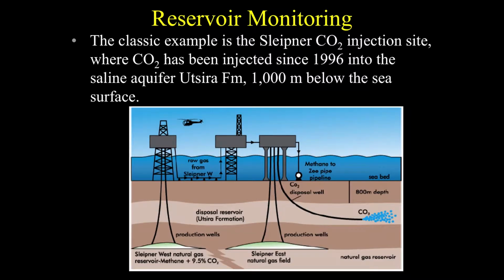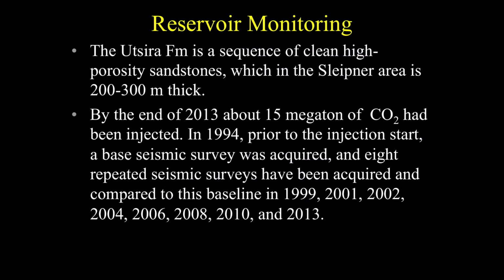The classic example is the Sleipnir CO2 injection site, where CO2 has been injected since 1996 into the saline aquifer Utsira Fm, 1,000 meters below the sea surface. The Utsira Fm is a sequence of clean high-porosity sandstones, which in the Sleipnir area is 200 to 300 meters thick. By the end of 2013, about 15 megatons of CO2 had been injected.